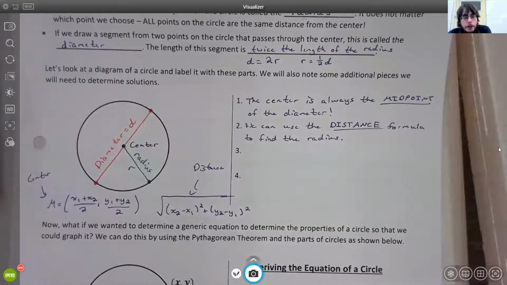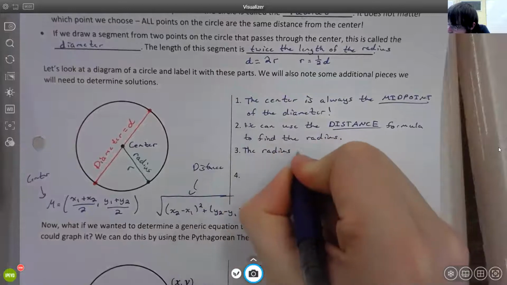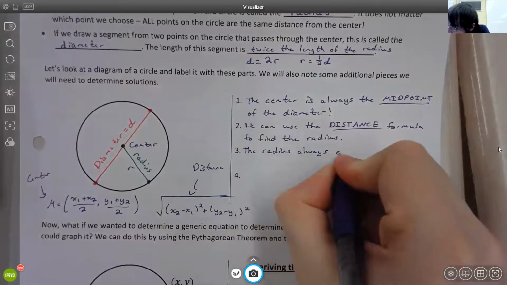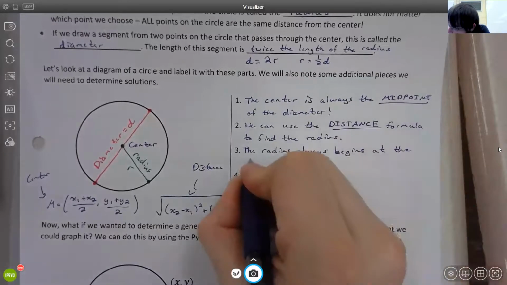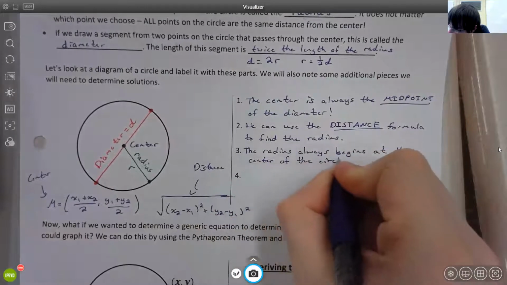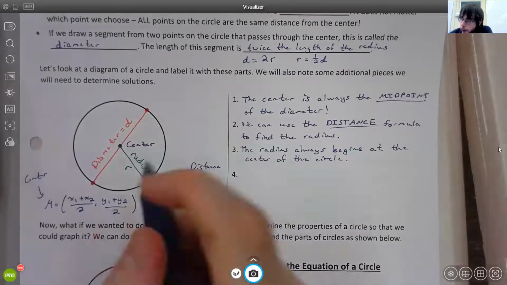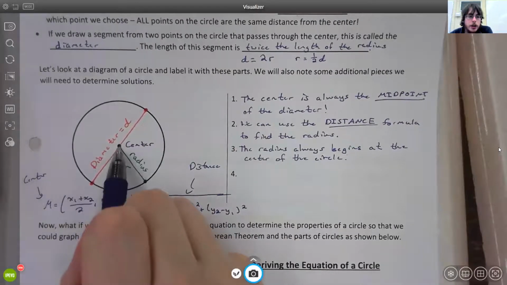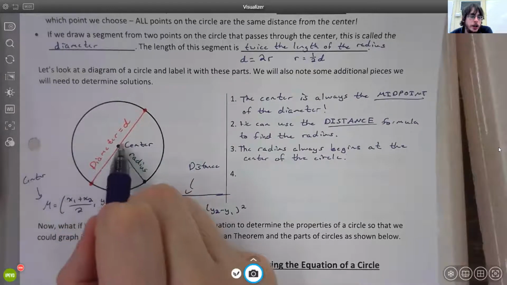The third property is that the radius always begins at the center of the circle. So the radius always begins at the center of the circle. All right. So no matter how you draw your radius, it will always start from the center and go to a point. Okay. So no matter where, it'll always start at the center and go to a point.